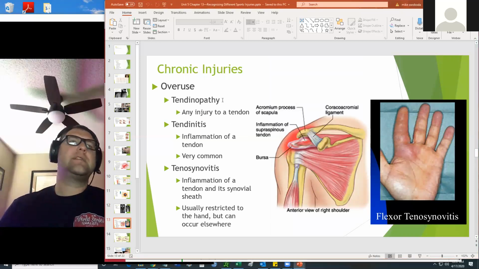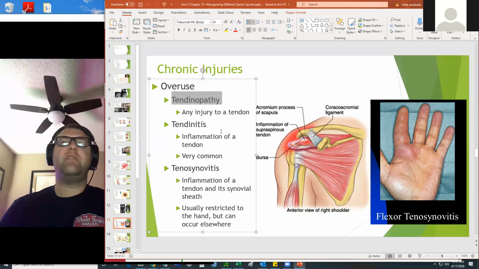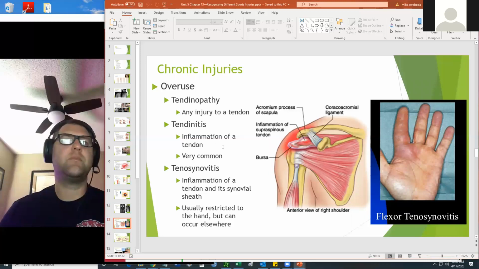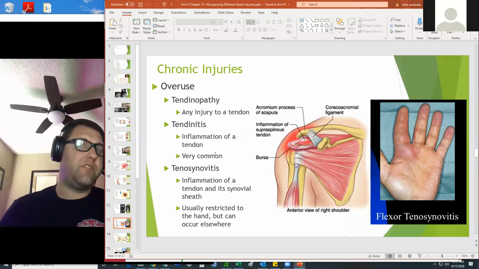Any type of injury you have to a tendon is called tendinopathy. Tendon referring to the tendon itself, pathy referring to injury. So tendinopathy is any injury to a tendon. If you have tendinitis, you just have inflammation in the tendon.